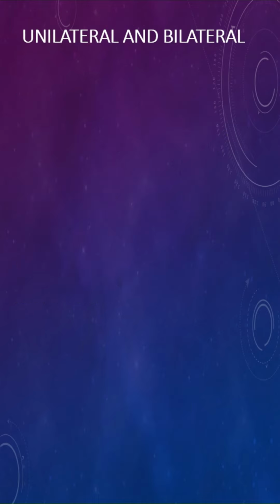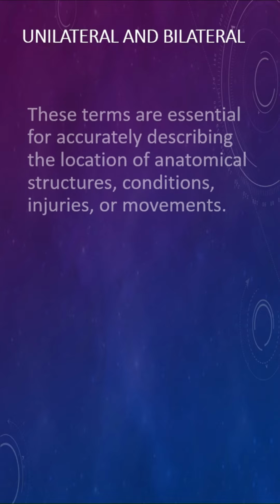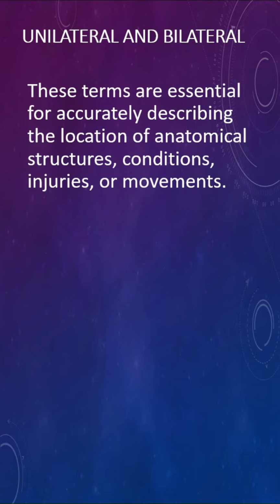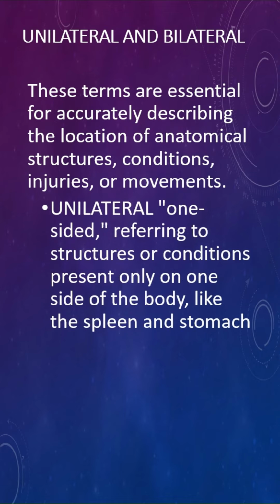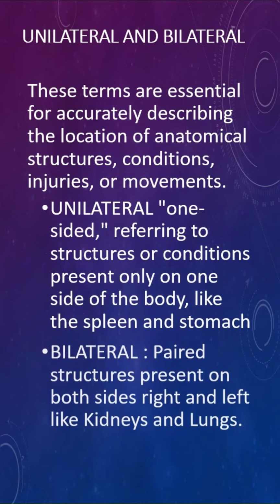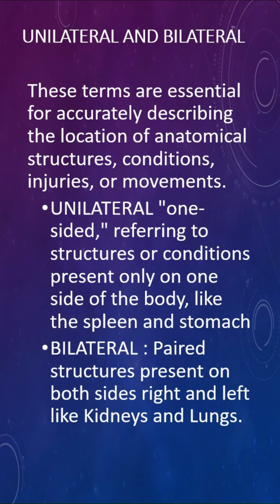Unilateral and bilateral terms are essential for accurately describing the location of anatomical structures, conditions, injuries, or movements. Unilateral means one-sided, referring to structures or conditions present only on one side of the body, like the spleen and stomach. Bilateral are paired structures present on both sides, right and left, like kidneys and the lungs.